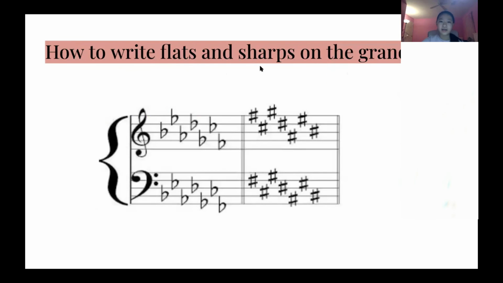Okay, so this is just a picture to show you how to write flats and sharps on the grand staff. For flats, it goes down, up, down, up, down, up, down. For sharps, it's a bit different. It goes up, down, and then it goes down 3 times, and it goes back up and down. This picture will be on the slides we sent to you, so you can always refer to it.